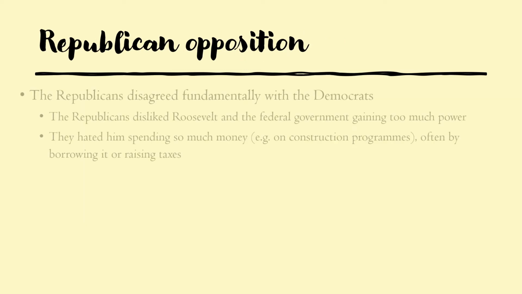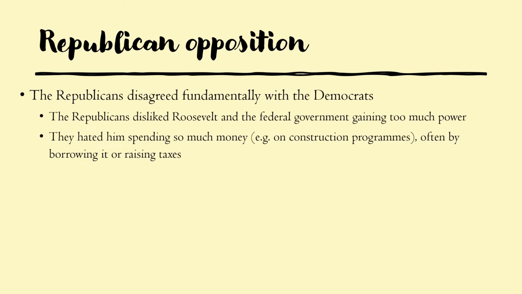The second thing to look at then is Republican opposition, so opposition from the Republican Party. The first key feature is that the Republicans disagreed fundamentally with the Democrats, and still do to this day, really. The Republicans disliked Roosevelt, and they disliked the federal government, both of whom were gaining too much power over individual states. They were putting out all these agencies and acts and laws that were limiting the ability of states to rule themselves and set laws for themselves.